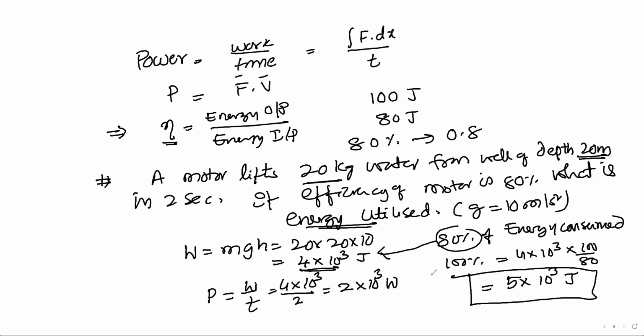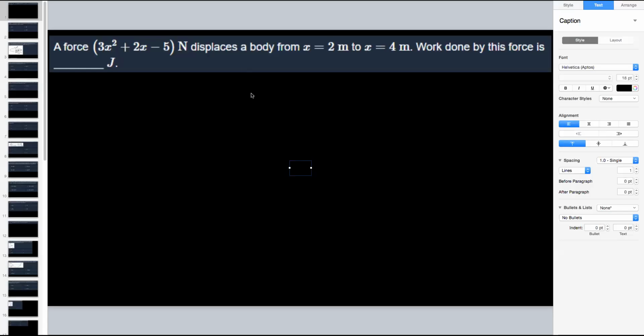Okay? And now let us see some questions from previous papers related to this. Now we see some previous year questions which were asked in mains. A force F equal to 3x square plus 2x minus 5 Newton displaces a body from x equal to 2 to x equal to 4. What is the work done by this force?